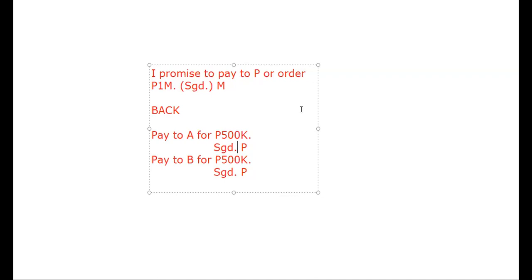Okay? Pero halimbawa, ganito ang ginawa mo na. Pay to A and B, sign P. Would that be proper endorsement now? The answer would be yes. Valid na yung ganyan na endorsement. Pero halimbawa ang ginawa mo, pay to A or B, mali po yan. That is not allowed. Dapat N.